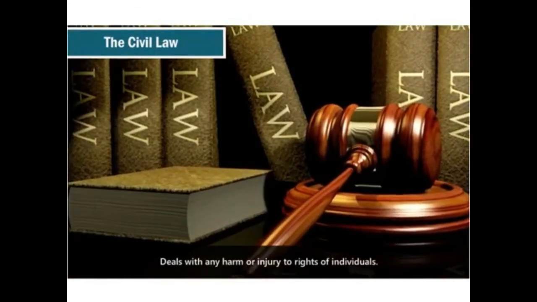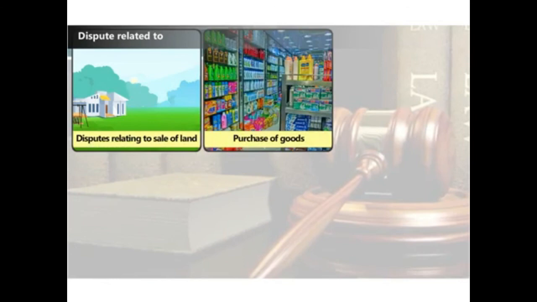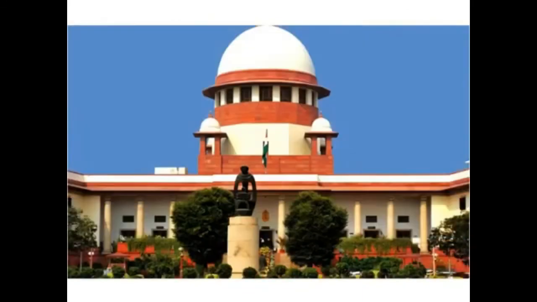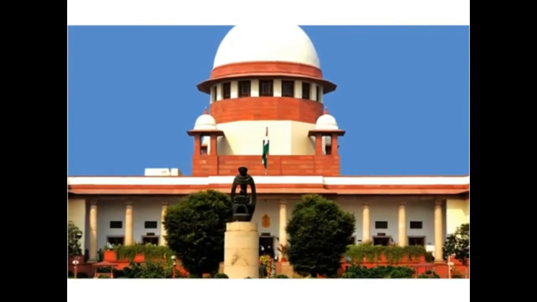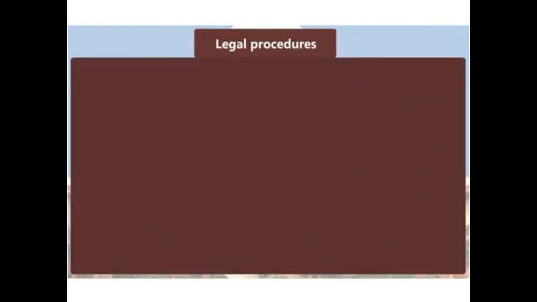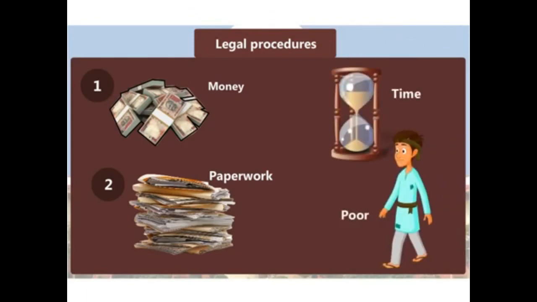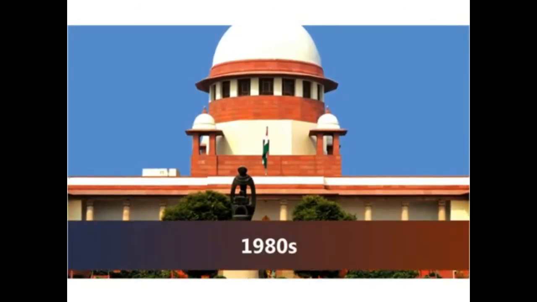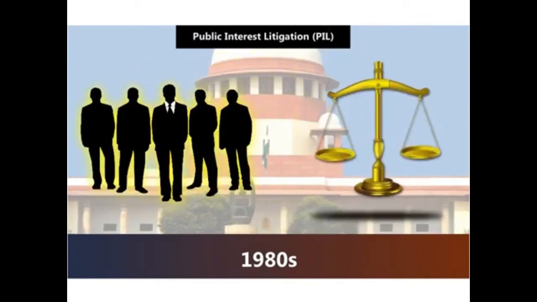The civil law deals with any harm or injury to rights of individuals. For example, disputes relating to sale of land, purchase of goods, rent matters, divorce cases. A petition has to be filed before the relevant court by the affected party only. Legal procedures involve a lot of money and paperwork, as well as take up a lot of time which the poor cannot afford. Hence, the Supreme Court in the early 1980s devised a mechanism of public interest litigation, or PIL, to increase access to justice.